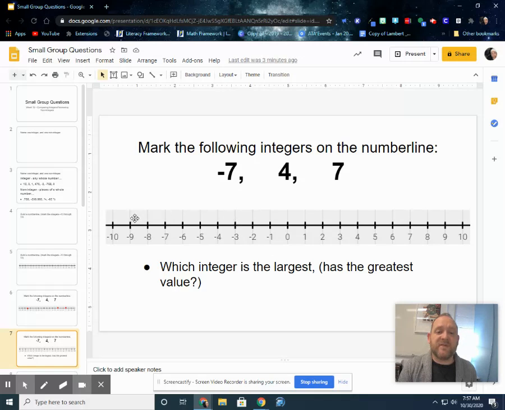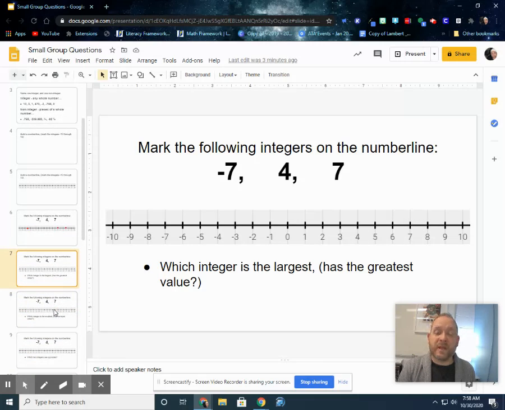So in this case, we would have negative 7. Negative 7 would be all the way over here on the left. We would have 4, which would be here on the right, to the right of 0. So that's going to be bigger than negative 7. But then we have 7. 7's all the way over here. It is to the right of 4. So it is going to be our largest integer. So again, the furthest to the right in a set of integers, when you plot them on a number line, will be your largest integer.